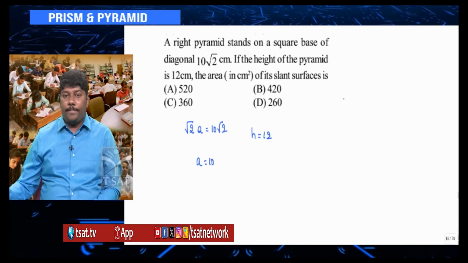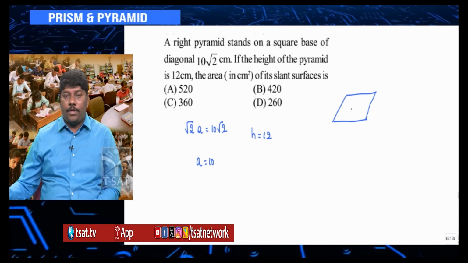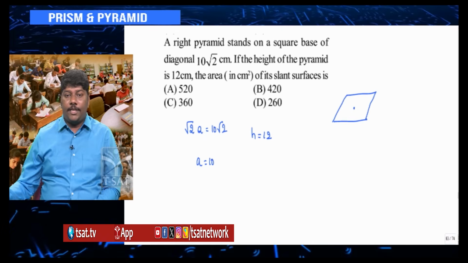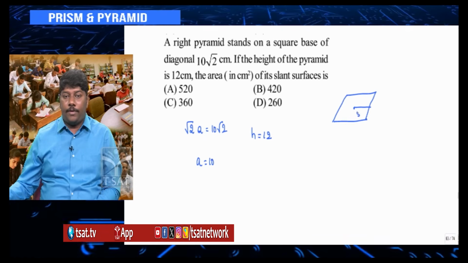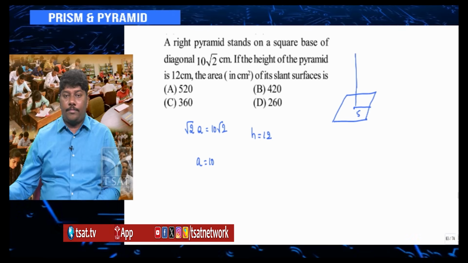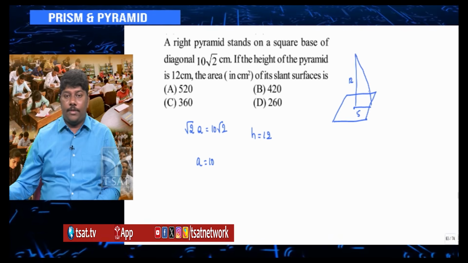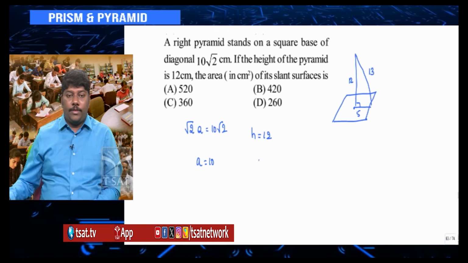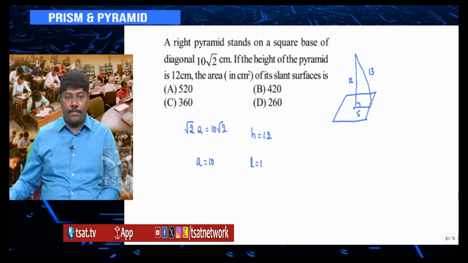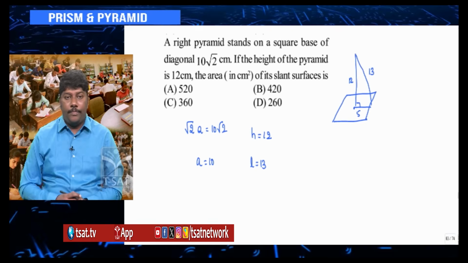Try to understand a square base. From exactly the center point to the edge is half of the side of the square, which is 5. If the height is 12, therefore the slant height becomes a right angle triangle 5, 12 and 13. Therefore, L is equal to 13. So, that is how you need to find the slant height.